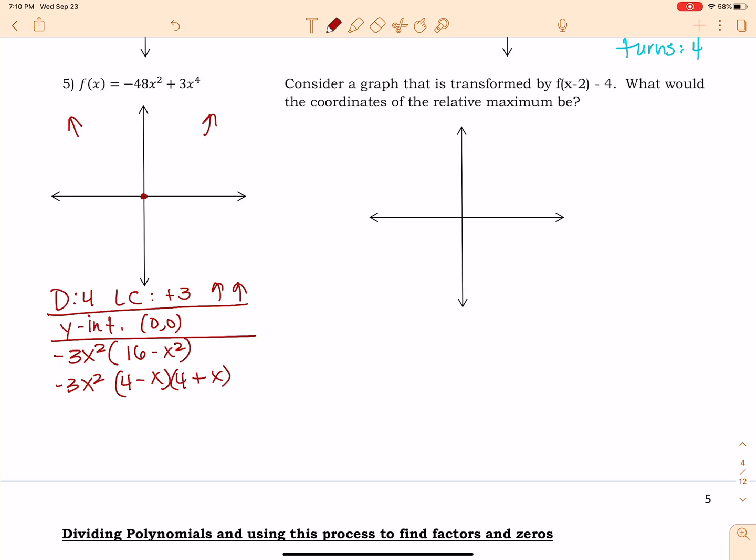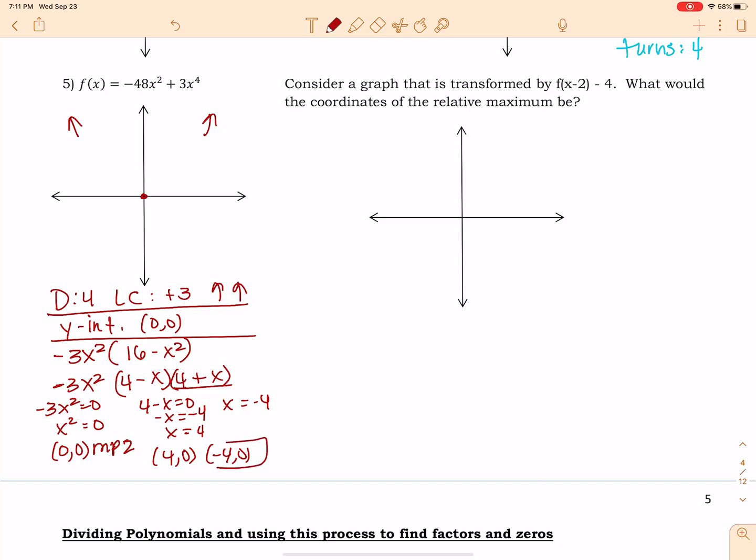So my solutions, I want you to notice that if I've got a degree of 4, I've got 4 solutions. So this -3x squared, if I set this equal to 0, divide both sides by -3, end up with 0. The square root of 0 is 0. So I've got a solution of (0, 0), multiplicity of 2. And then each of these I will solve. So 4 minus x equals 0, so x equals 4, and then this one right here would be x equals -4. So my solutions are (4, 0), (-4, 0), and then multiplicity at (0, 0).